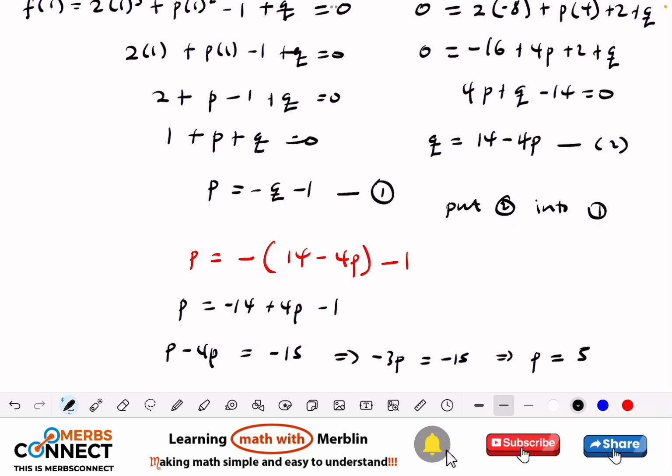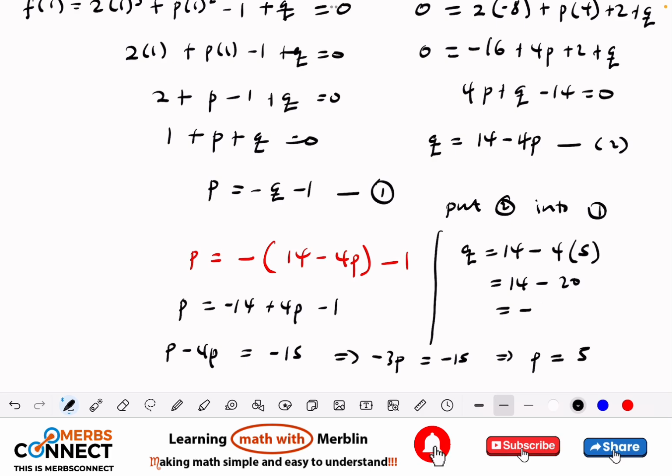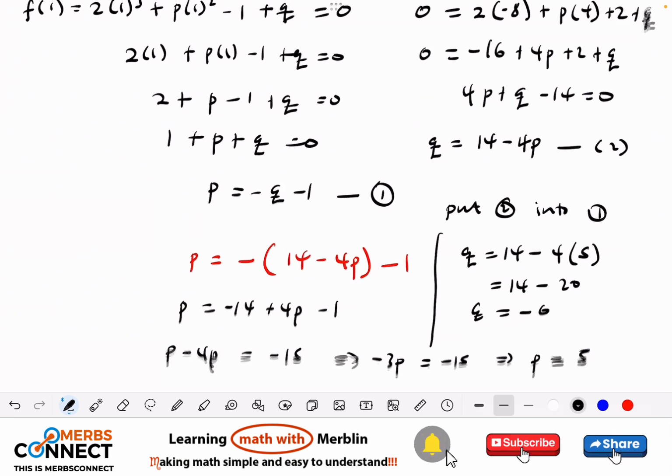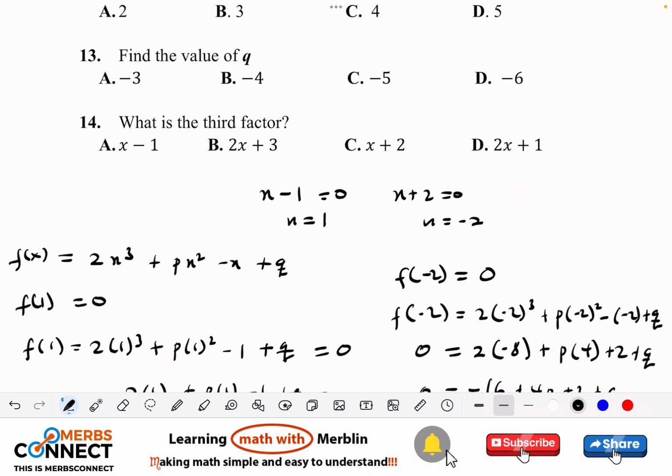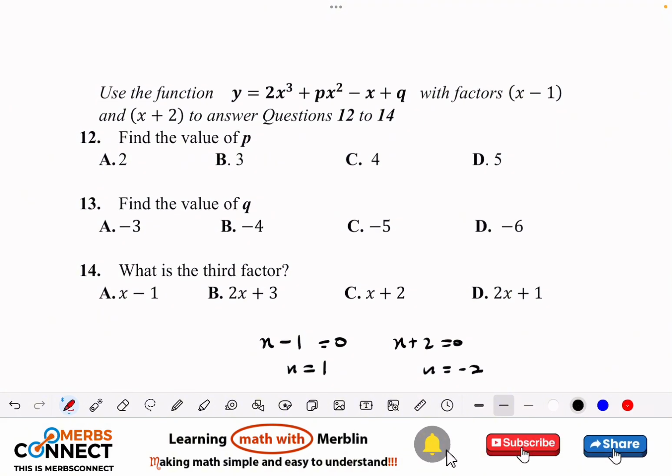So now that we've gotten p to be 5, we can find for what? q. So we are going to put this p inside this to find q. So let's do that. So q is equal to 14 minus 4 times p. p is 5. So this is 14 minus 20, and this is going to be minus 6. So p is 5 and q is minus 6. So let's go through the process and then see. So we saw that p was 5 and q is minus 6. So we just pick one question, right?